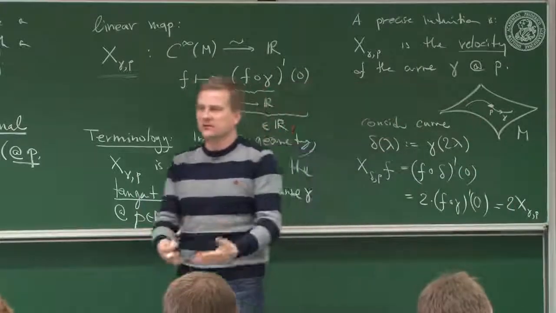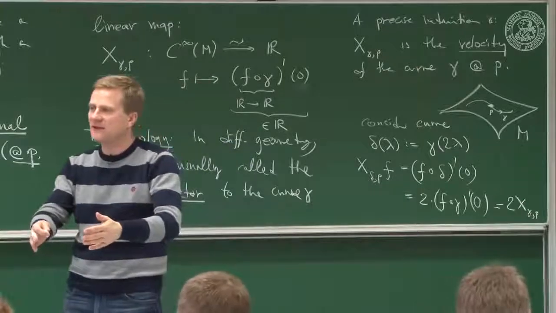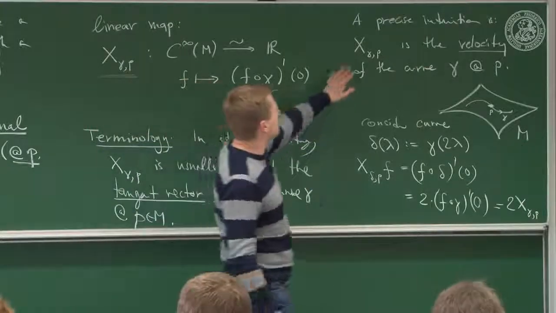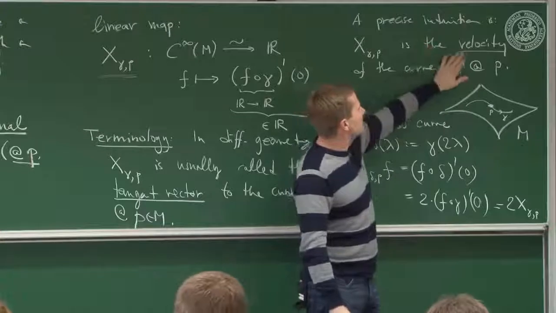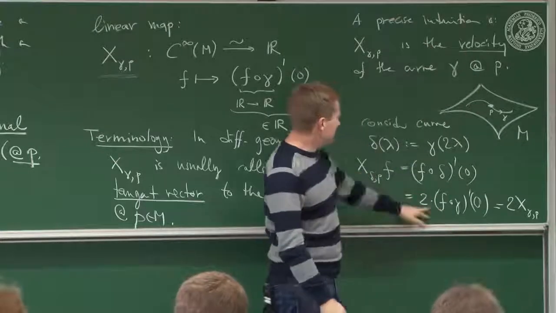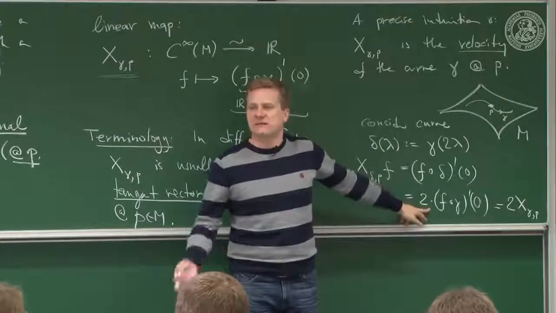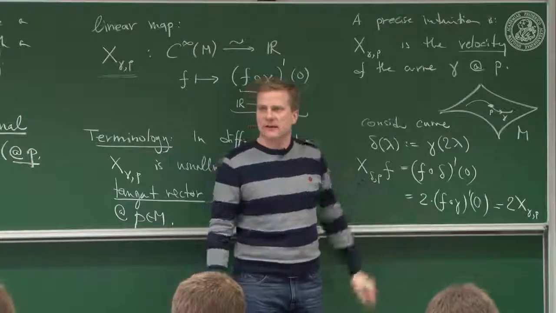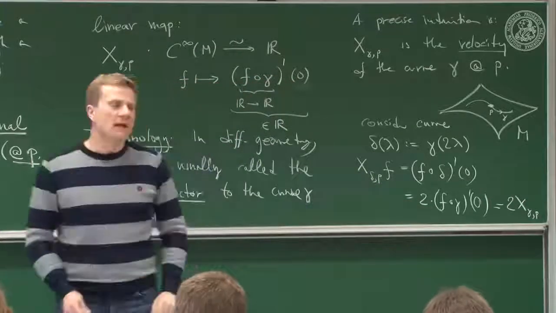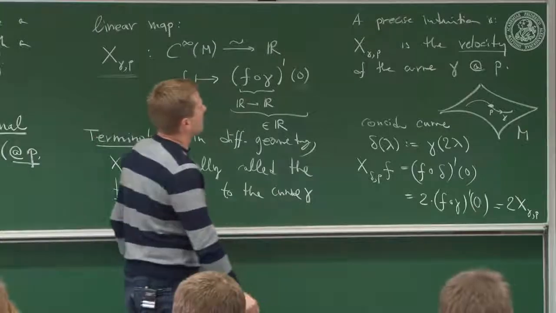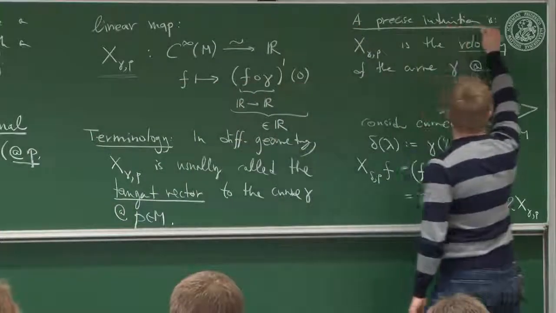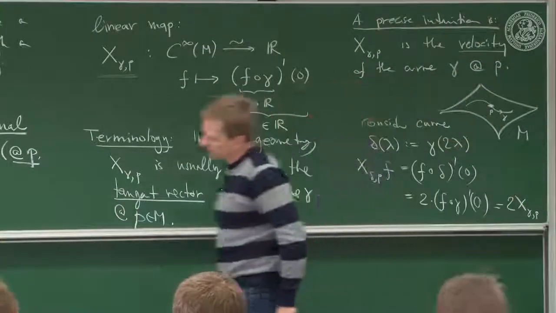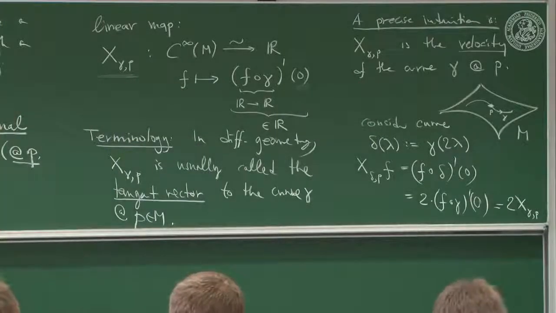Well, that's our intuition. You run through the curve double as fast. So if this is to be identified or has something to do with the velocity, it better scale with the same factor. And in fact, it does. Okay, so that gives you some feeling. Indeed, this has to do with the velocity. But again, this is just an intuition. This is the full definition, the technical definition.